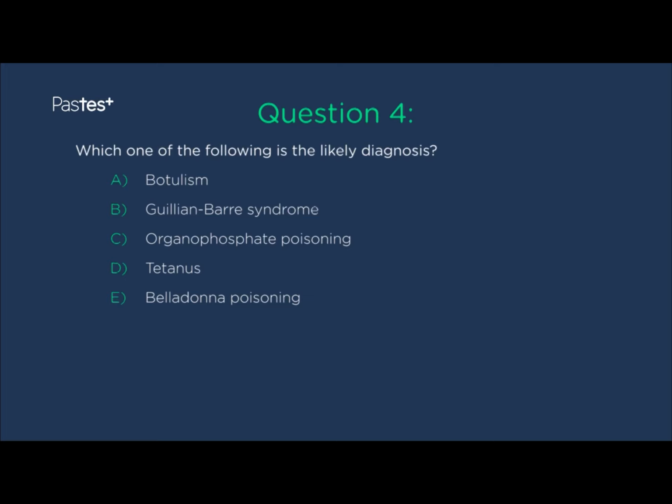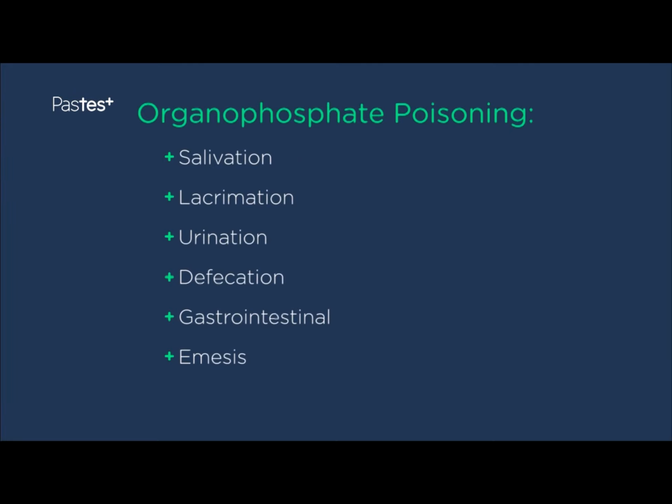This is a case of organophosphate poisoning. It is very different to the presentation of all the others, and I will summarize the findings in organophosphate poisoning. Here we have a little mnemonic to help you: SLUDGE, salivation, lacrimation, urination, defecation, and diarrhea, all of these that he has. Gastrointestinal symptoms, he has the abdominal pain and emesis. In addition, you can have bradycardia, you can have the fasciculations, and the pinpoint pupils.